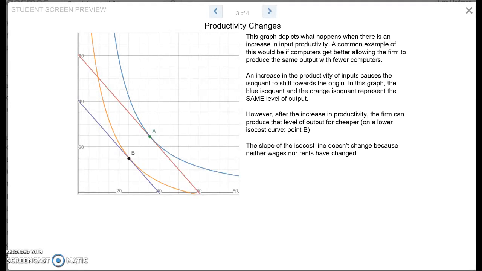So an increase in productivity causes the isoquant to shift towards the origin. So we're starting at A.